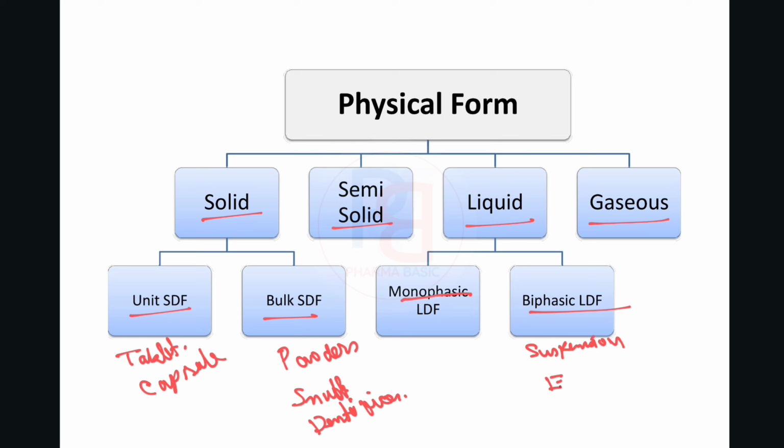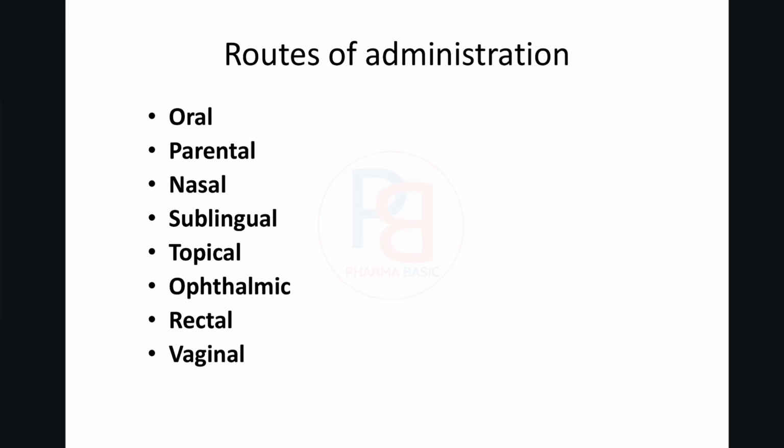Suspension and emulsion. So next one is the gaseous dosage form. In gaseous dosage form, these are mainly aerosols, inhalers, this one only. For example, deodorants, nebulizer.